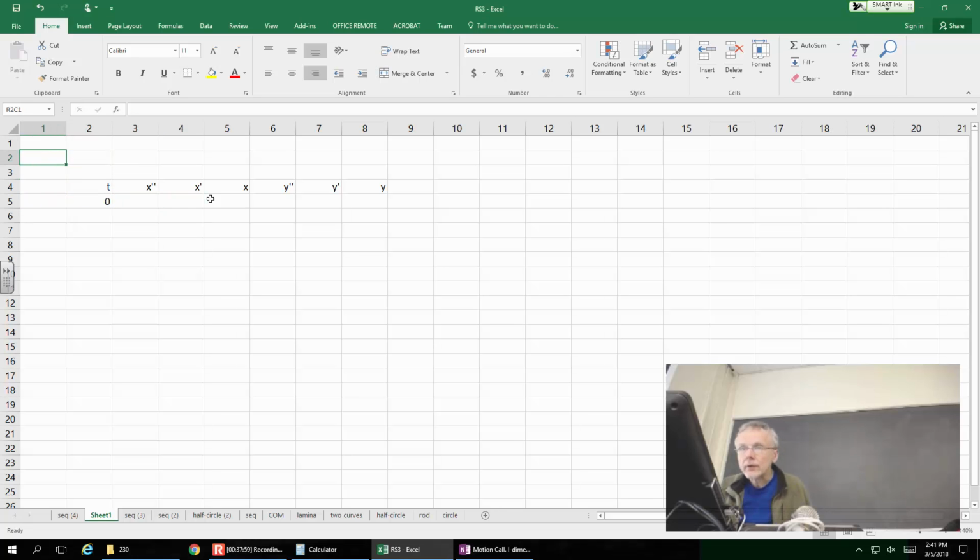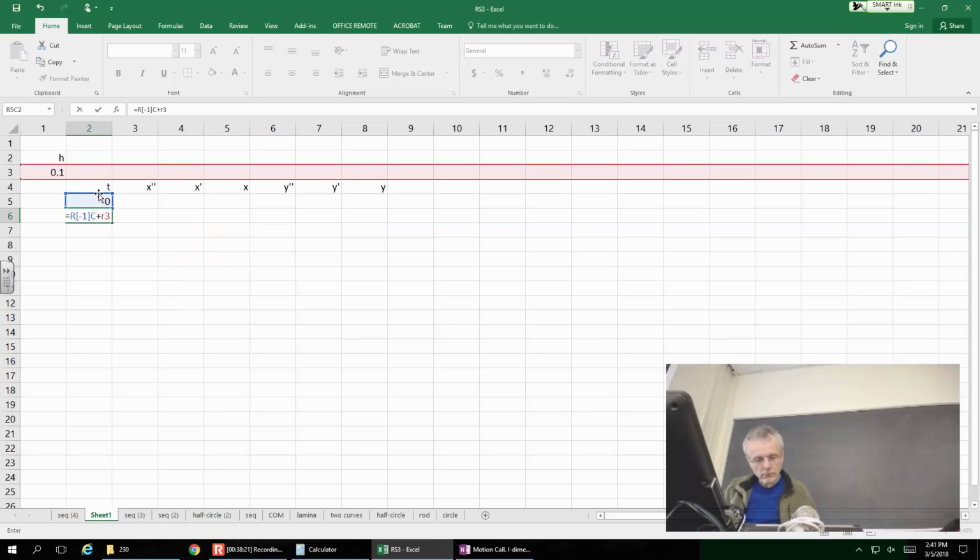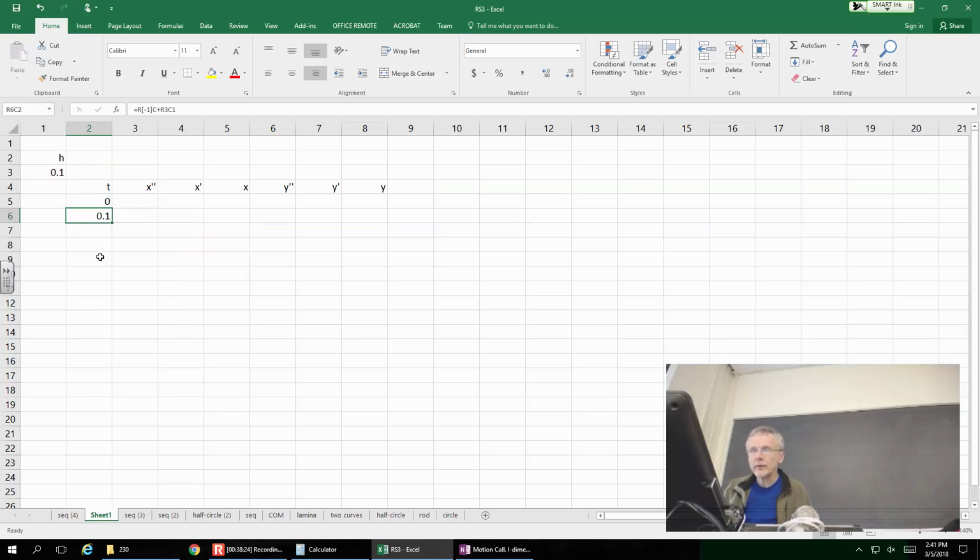I'll put the step, my increment of time, here as 0.1, say, and I will increment time by this much. So it will be equal to the previous plus R3C1. These are the increments of time. Now, as a problem that we're solving, we know only the initial accelerations, nothing else. So this is the column that I will know.